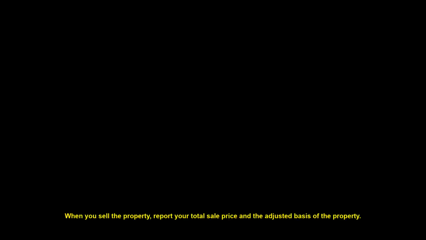When you sell the property, report your total sale price and the adjusted basis of the property. The adjusted basis includes the original purchase price minus any depreciation taken. Subtract your adjusted basis from the sale price to find your gain.